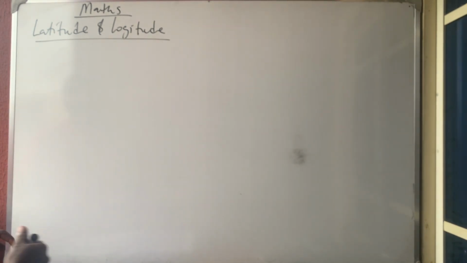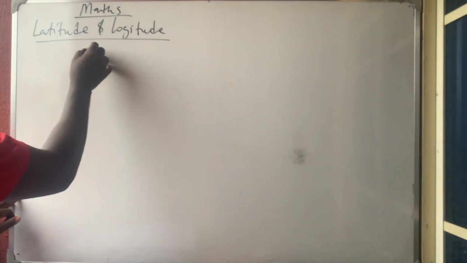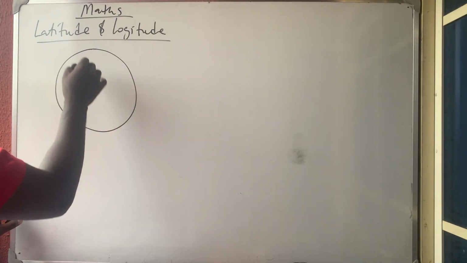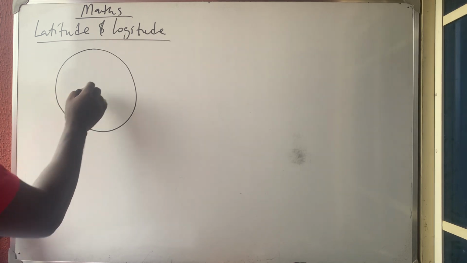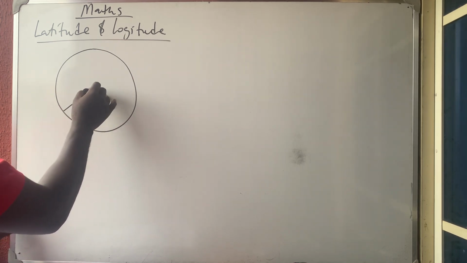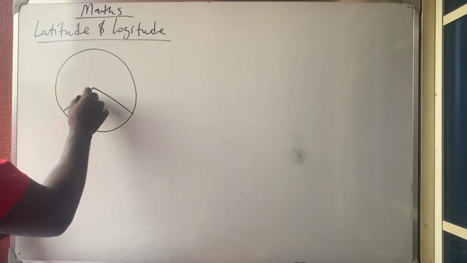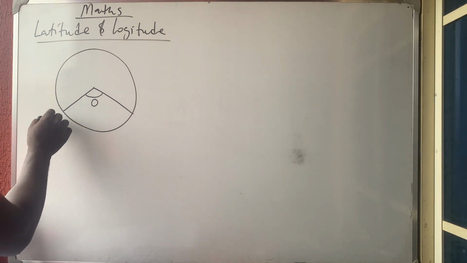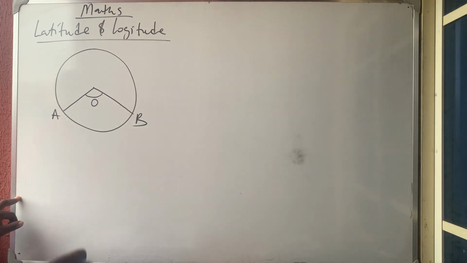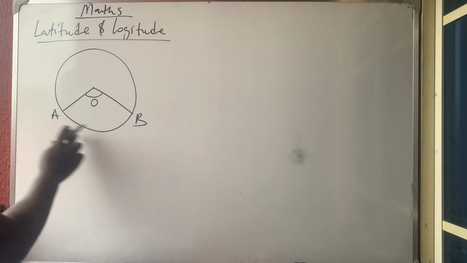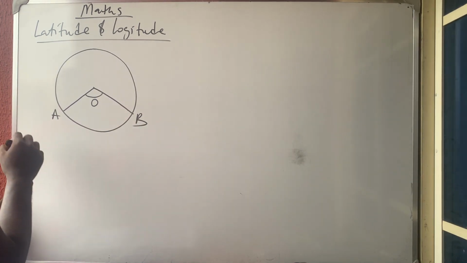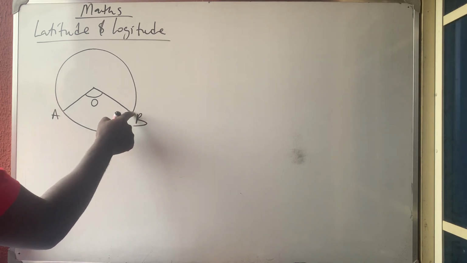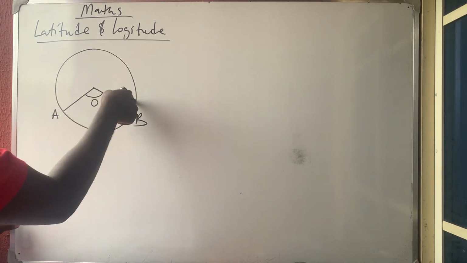In this video we'll be talking about longitude and latitude. But let's start from a circle. If you have a circle like this, and this is the center of this circle, and I have two radii like this, and this is the angle between these two radii. Say this is point A and point B. If you want to find the distance between point A and point B, that is the length of the arc. This is the minor arc, while this one is the major arc.